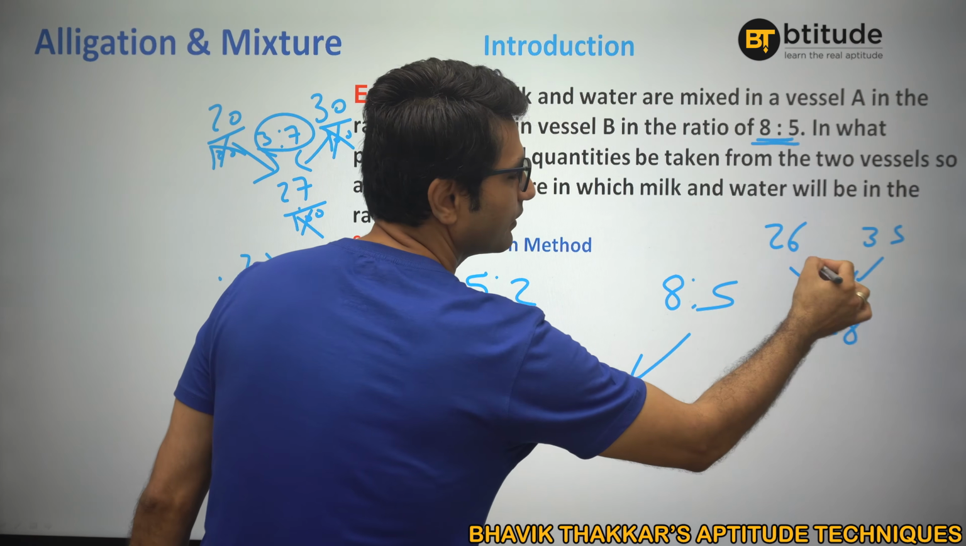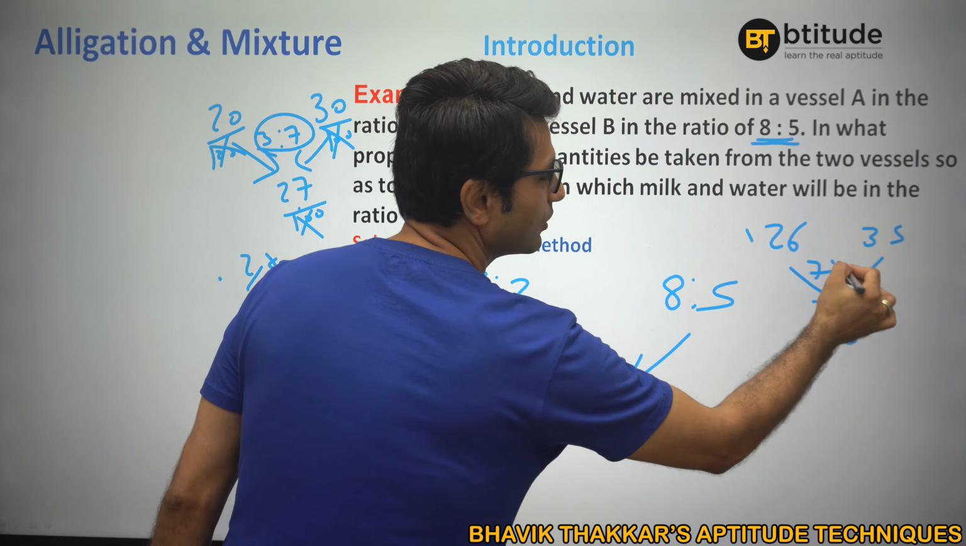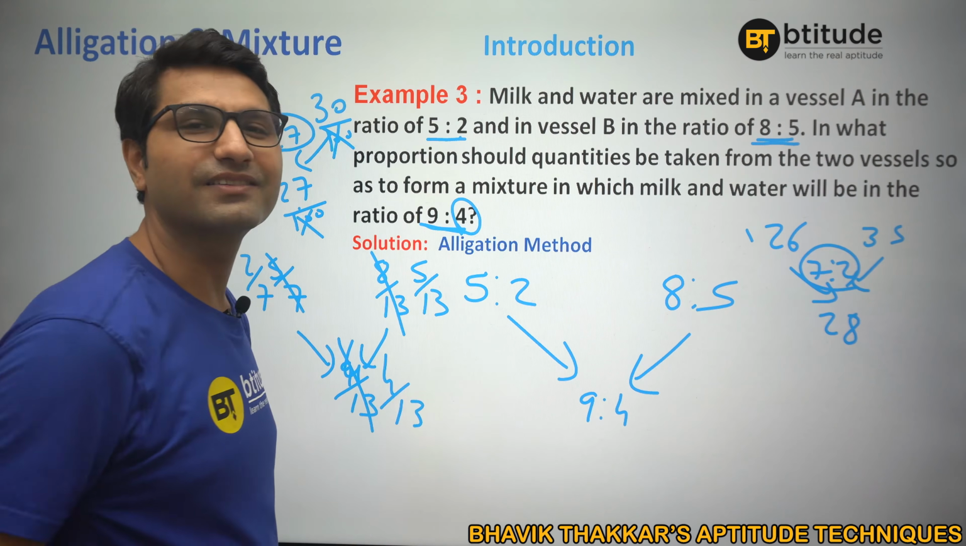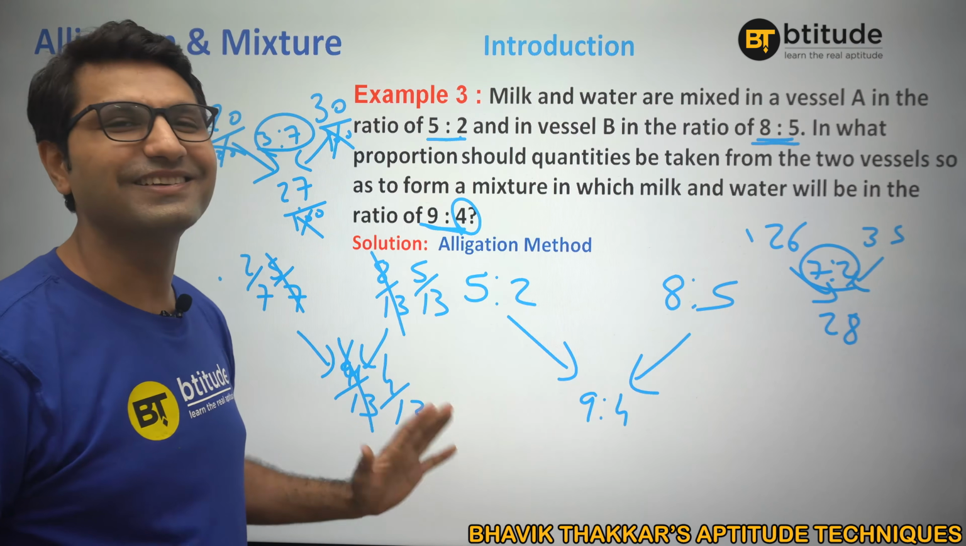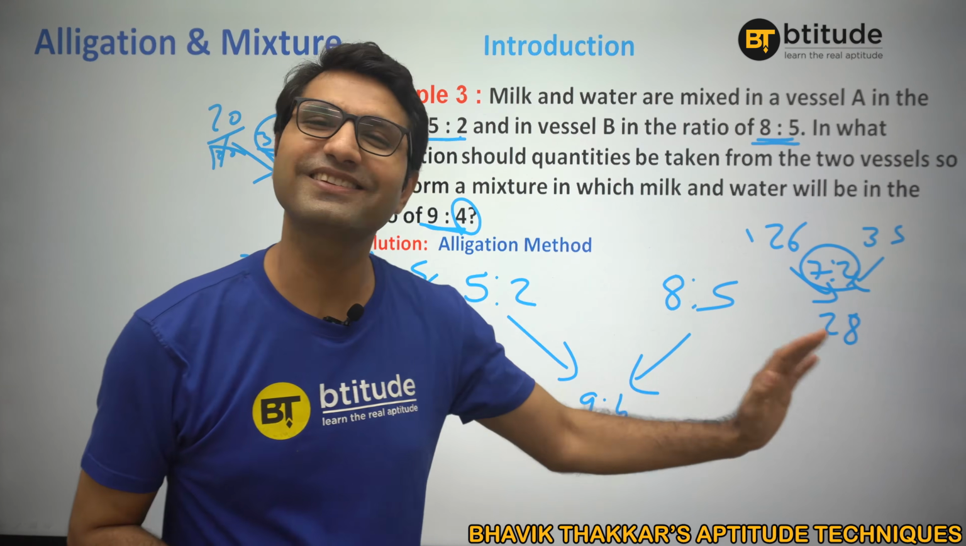So what is the difference? 7. What is the difference? 2. 7 is to 2 is my answer. So even if you deal with fractions, you will end up with the same answer, 7 is to 2.